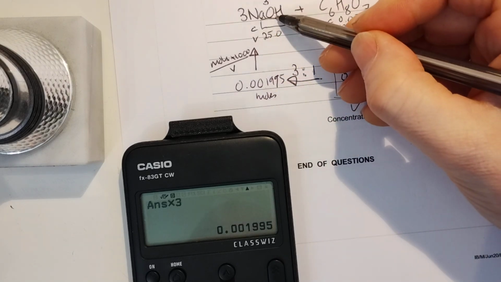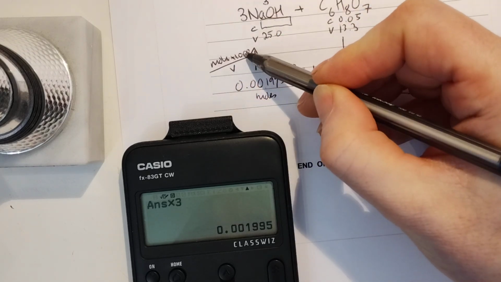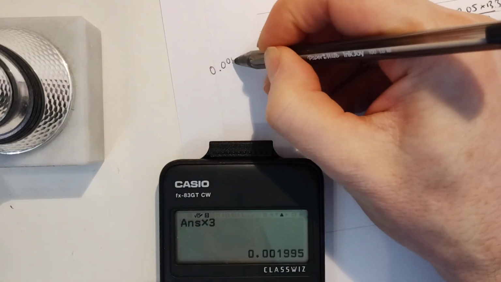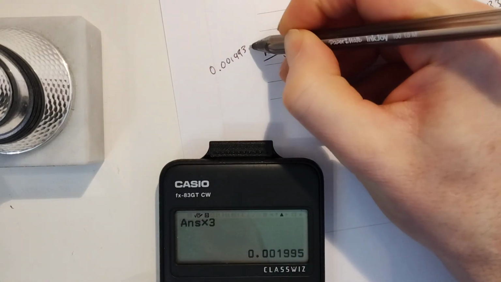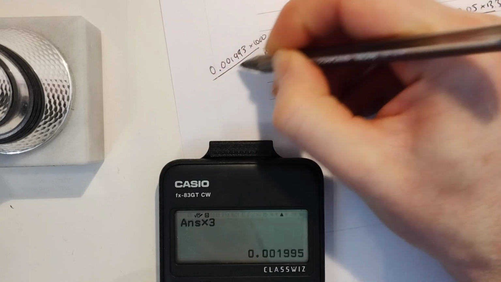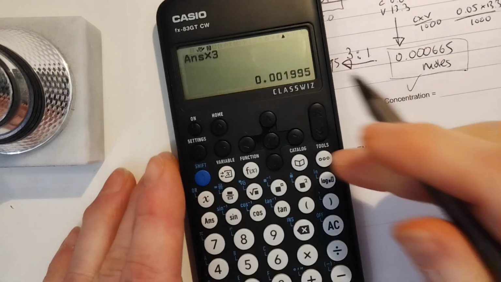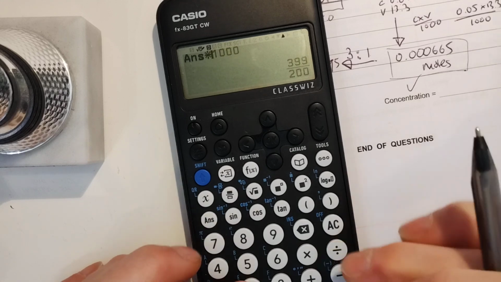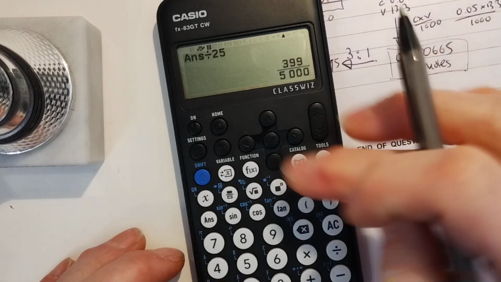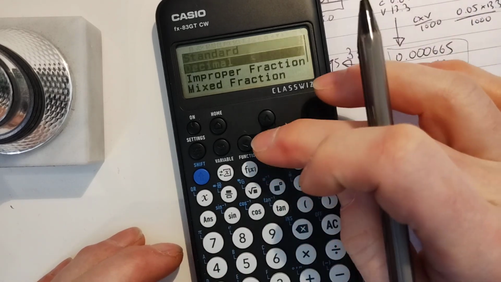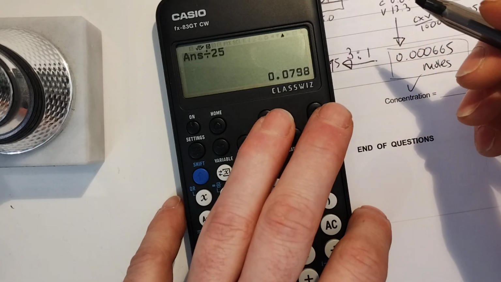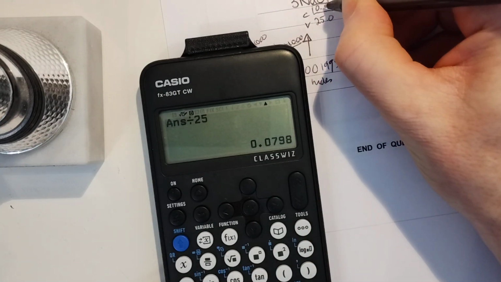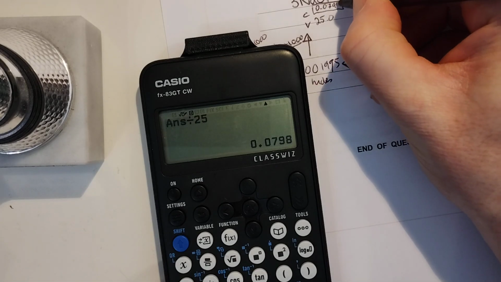It's directly below there. If I take this number, times it by 1,000, and then divide it by 25, so I'm going to write that in, 0.001995 times 1,000 divided by 25. So the number's here, I'm going to times it by 1,000 equals, divided by 25 equals, format, decimal, 0.0798.